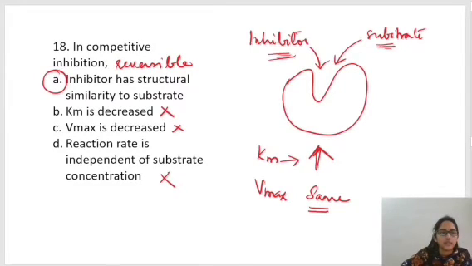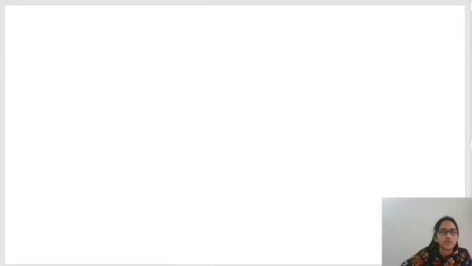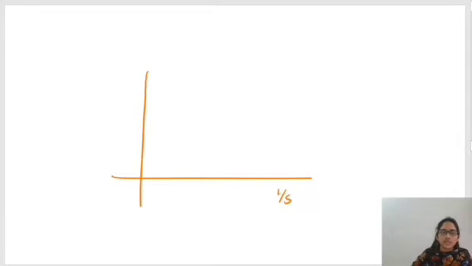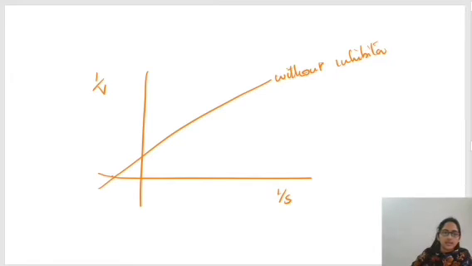Okay, so this is about competitive inhibition. How do you draw a Lineweaver-Burk plot for competitive inhibition? I'll draw 1 by substrate concentration along the x-axis and 1 by V along the y-axis. This is the line without inhibitor, wherein the y-intercept is 1 by Vmax and the x-intercept will be minus 1 by Km.